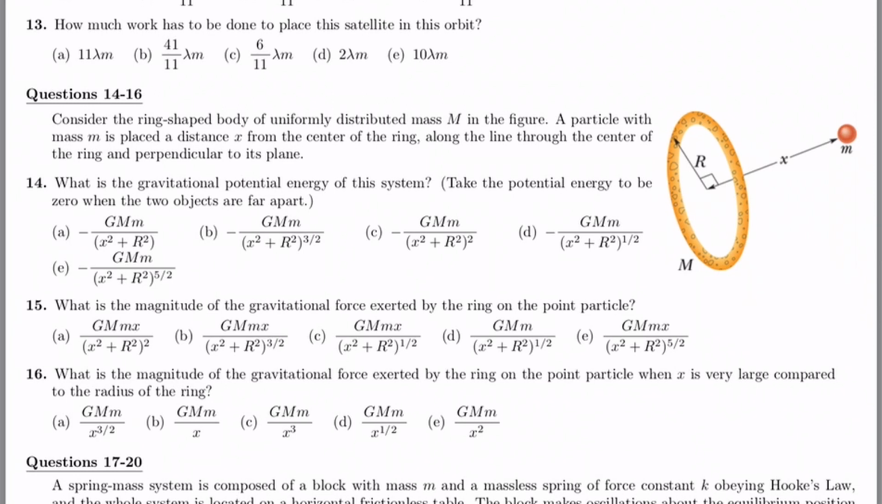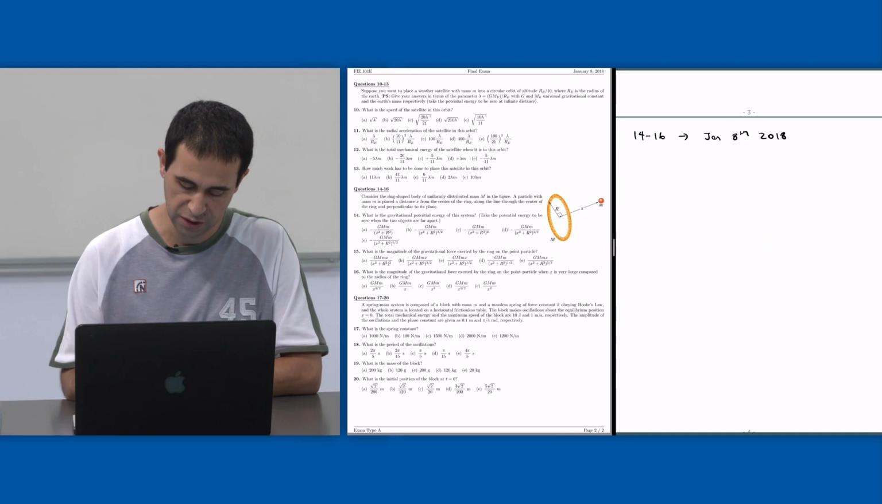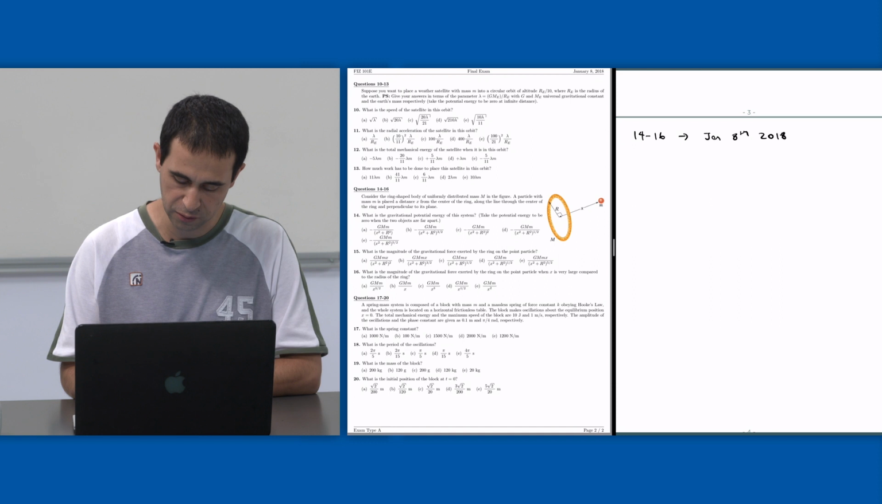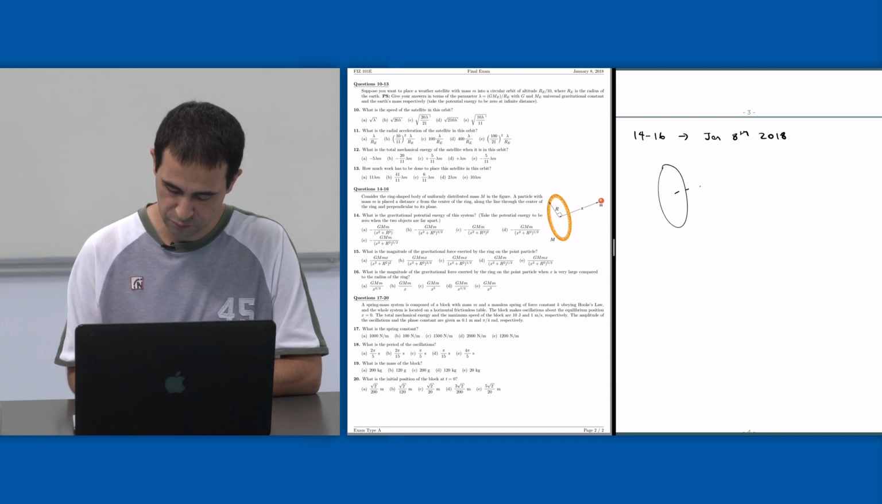It says, consider a ring-shaped object which is uniformly distributed in the figure, as you can see from the figure. A particle with a mass m is placed at a distance of x from the center of the ring, along the line through the center of the ring and perpendicular to its plane. As you can see from the figure, an object is placed right on top of the middle of this ring-like structure, where this is m, and the radius of the ring is r, and the mass is capital M, okay?